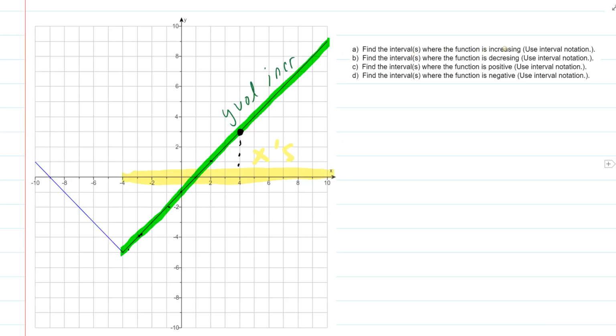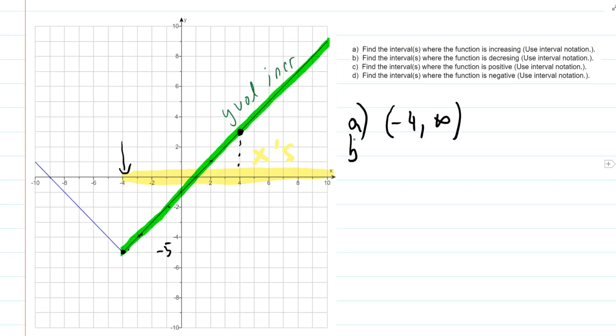So the interval where the function is increasing, you're saying for what x's is the function increasing? Well, you notice that the x's start here at -4 and they don't end at 10 because the graph actually goes up to infinity. So from -4 to infinity, the graph is increasing, the y values are increasing. So the answer will be -4 to infinity. The reason we don't put a bracket at -4 is because at -4, the function is just a value. It's at -4 that the y value is -5. So at a point, the function is just a value. It's not increasing or decreasing.